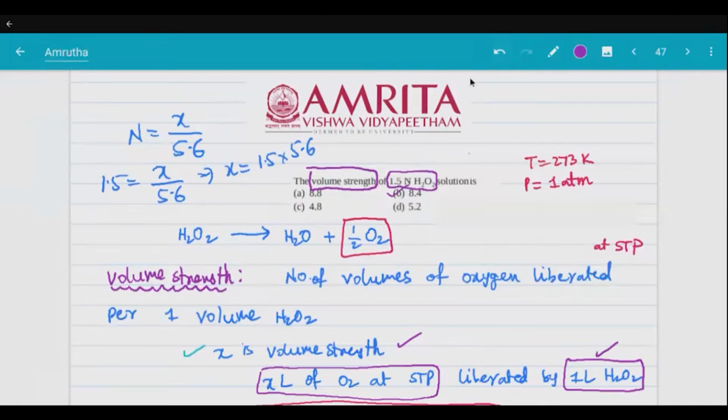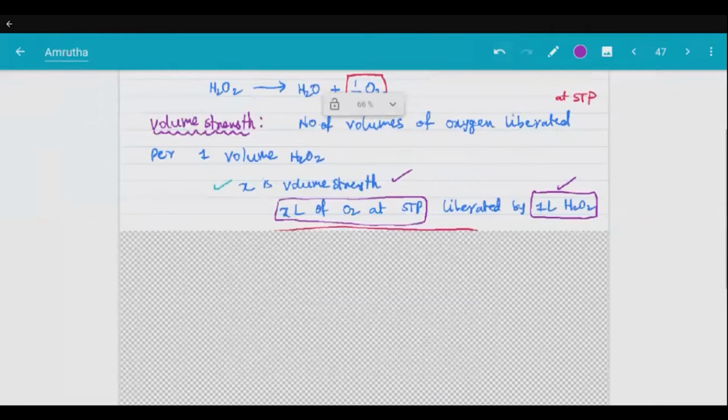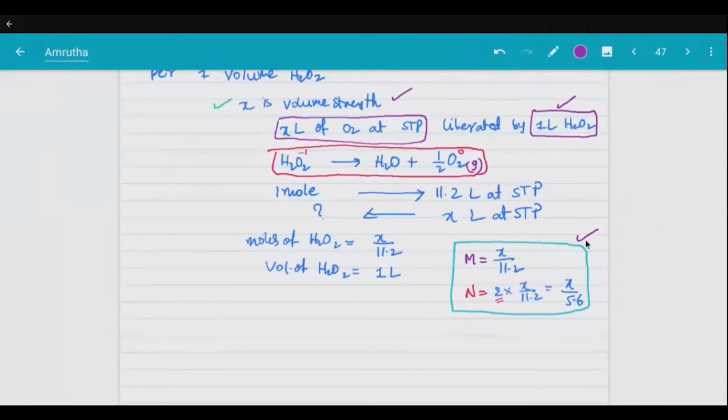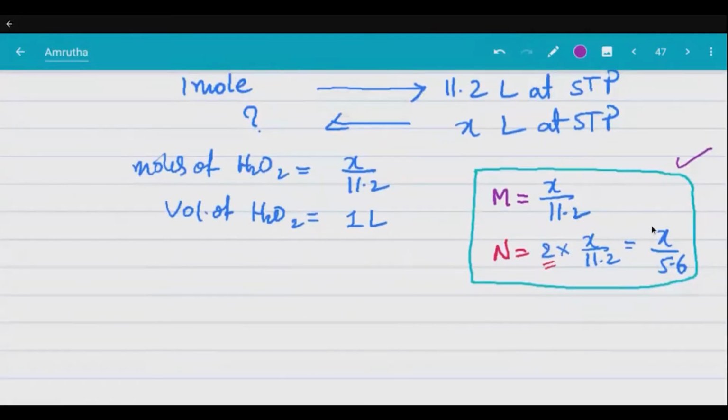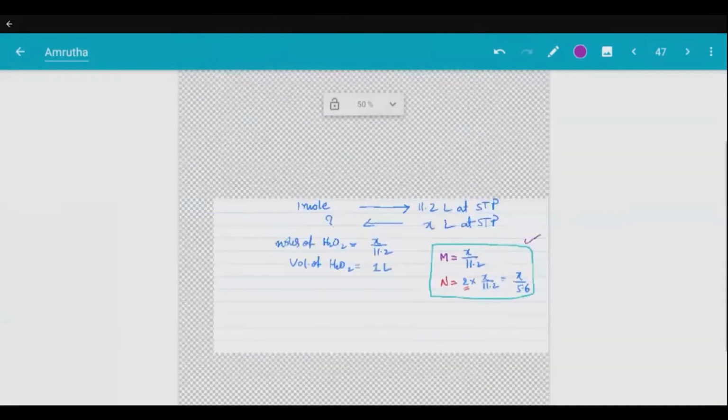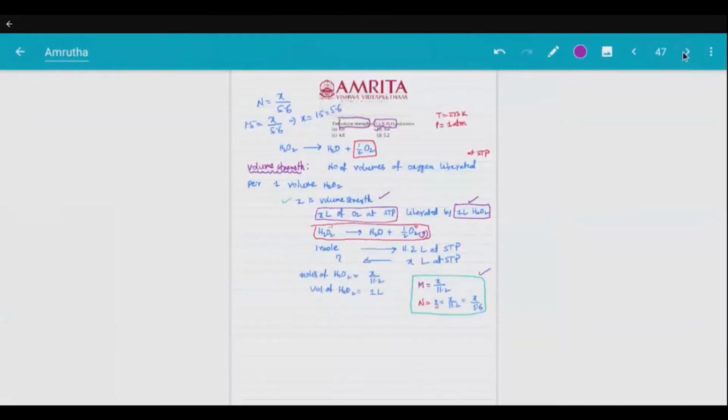So these are the relations. If you know the relation, you can solve within 30 seconds. But you have to know the relation: what is hydrogen peroxide volume strength? We discussed here. And what is molarity normality relation? We must know this. Molarity is equal to X by 11.2, normality equal to X by 5.6. X is a volume strength here. Okay, fine. Let us move on to the next question now.